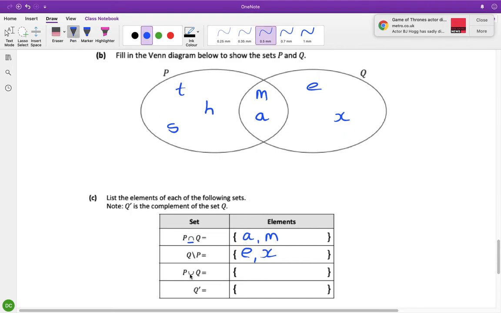Okay, next one then is P, and here's your union Q. And P union Q, I explained up above, is everything in P and Q. So literally just start over here. T, H, S, M, A, E, X. Okay, no repetition. We don't repeat in a set. So you list it from the Venn diagram, that way you'll never repeat, and you just put everything in. So 1, 2, 3, 4, 5, 6, 7 elements.